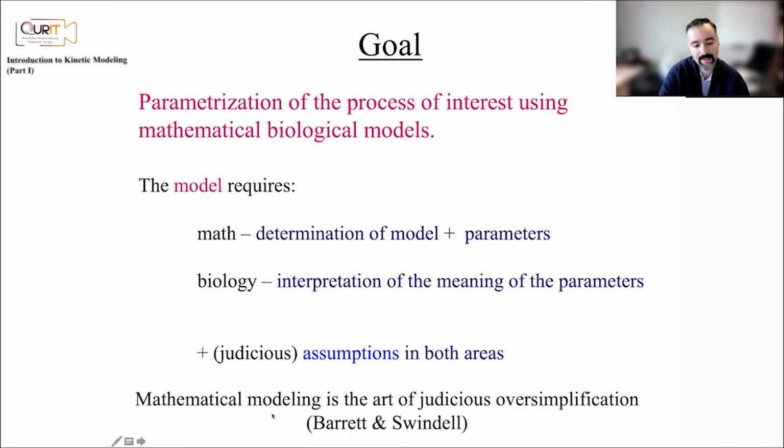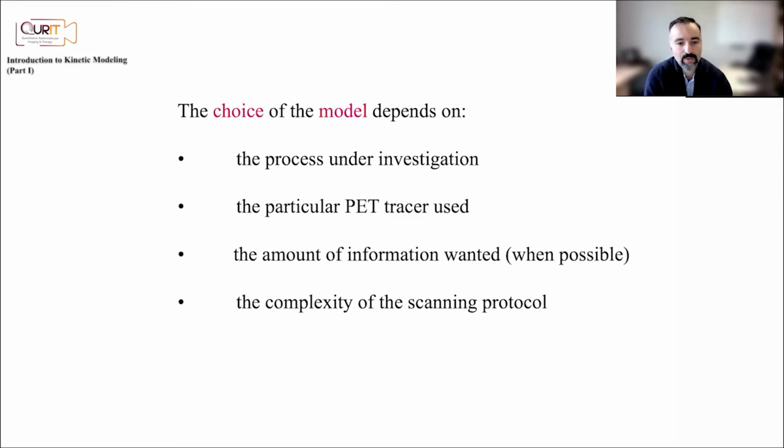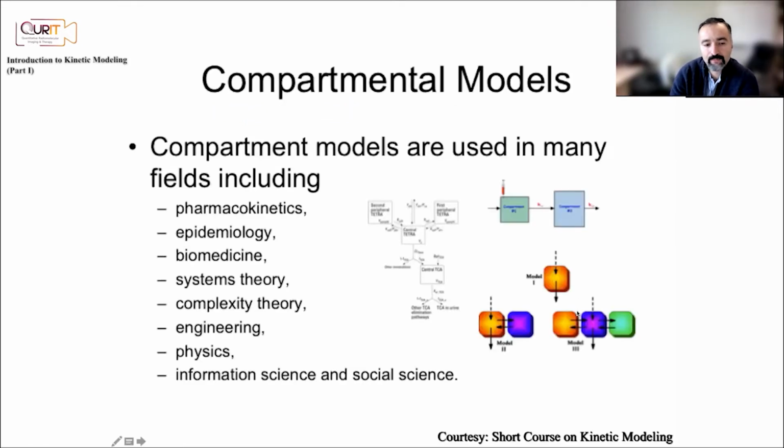So I like this quotation: mathematical modeling is the art of judicious oversimplification. We're always simplifying or oversimplifying, but hopefully it's judicious and we understand the trade-offs in accuracy and precision, which I will also try to talk about. So the choice of the model depends on the process, the particular radiopharmaceutical that is being used, the amount of information that we want to extract, whether we want to extract specific microparameters, or maybe we want to estimate a combination of the microparameters, like a macro parameter that combines a few microparameters, and the complexity of the scanning protocol.